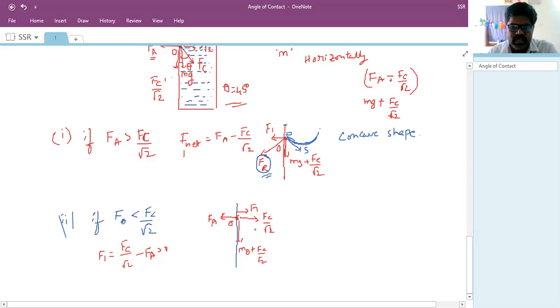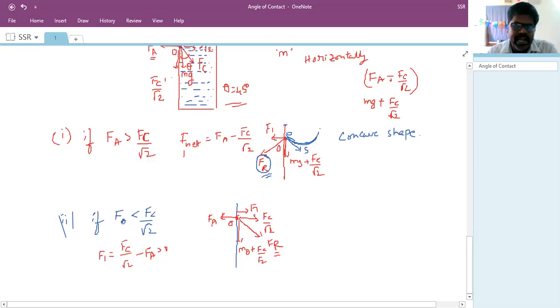Now in that case, what is the resultant force? The resultant force is into the liquid. This is the FR, the resultant of F1 plus mg plus FC by root 2. This FR is into the liquid.